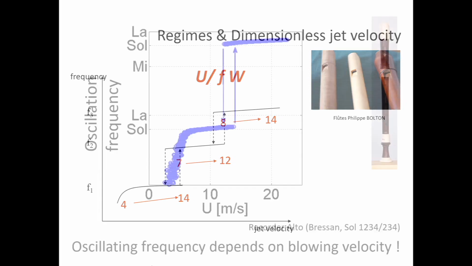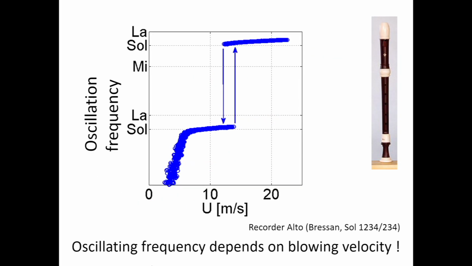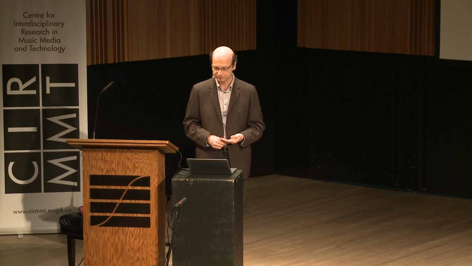Now, these are nice drawings. What happens in a real instrument? This is a measurement on an actual recorder, and as you can see, the intonation is strongly dependent on the jet velocity. What you can see here is 1 octave, and blowing on the first regime with very slow jet velocities, you can play almost 1 octave lower than the first resonance of the pipe. So here again, the player has a very strong influence on the intonation.